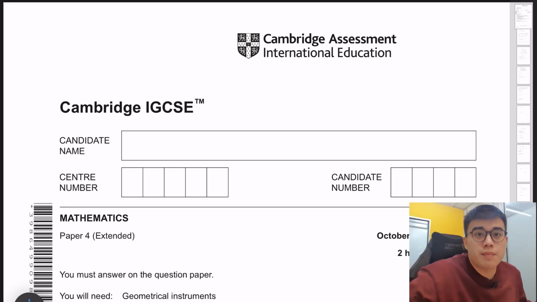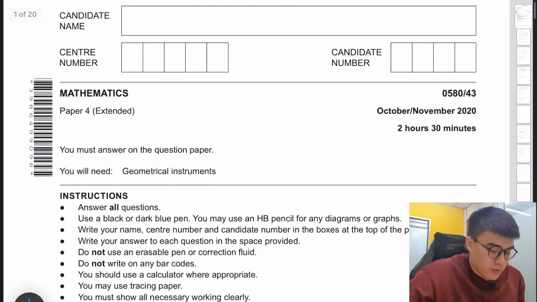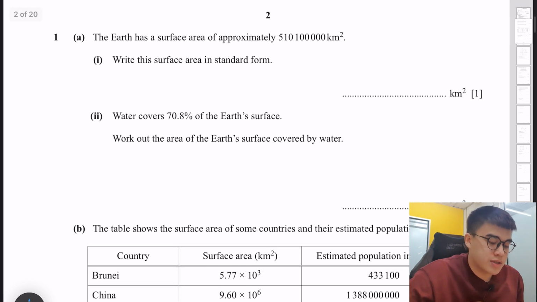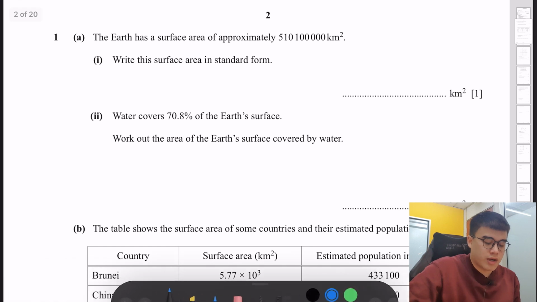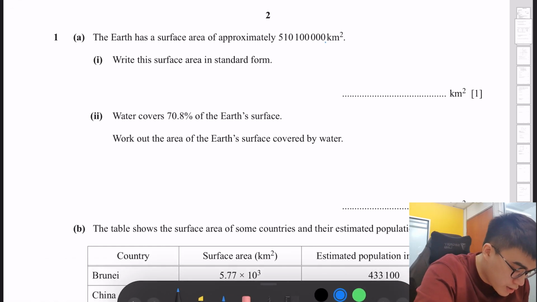The next paper that we're going to do now is set 43. Let's have a look at the first question. The Earth's surface area is approximately 510,100,000 kilometers square. Write the surface area in standard form. Basically you have to calculate how many times you need to shift the dot from here to here.